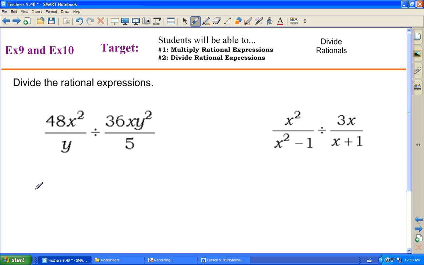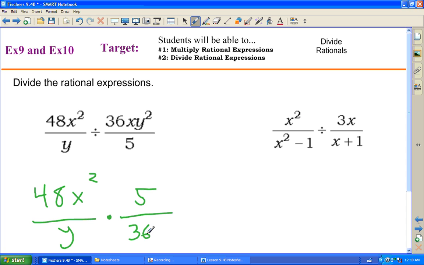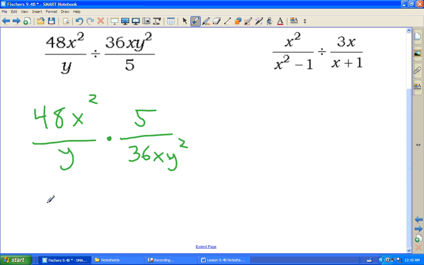So I would simply rewrite this one or work across the top. Can't work across the top yet, actually. I have to flip and multiply. So 5 goes on top, 36xy squared goes on the bottom now. And now I can start canceling. Now, how do you do this? Well, 48 is, I think, 4 times 12, right? So that's 4 times 12. This is 3 times 12. I'm going to be left with 4/3 for these two. See that? 4 up there and a 3 down here.